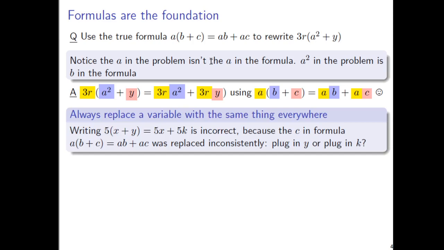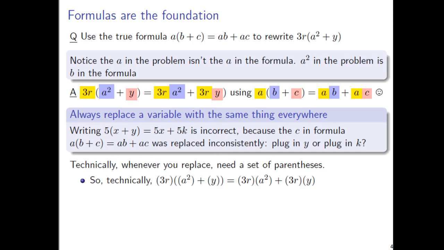Okay, always replace a variable with the same thing everywhere. For instance, writing 5 times quantity x plus y equals 5x plus 5k would be incorrect because it's a y somewhere and a k somewhere else. So the C in the formula was replaced inconsistently with y or k. Which is it? Technically, when you replace, you should always throw in a set of parentheses. This is meant to protect everything.